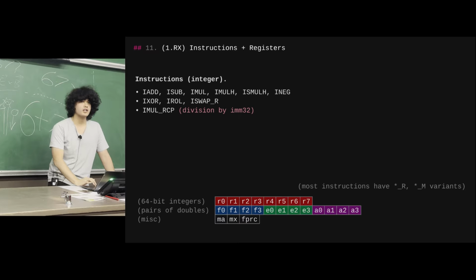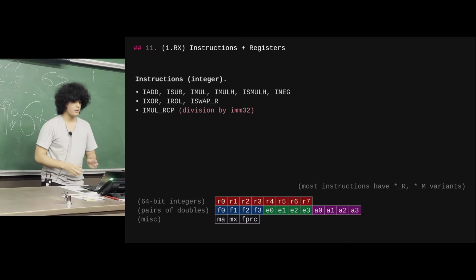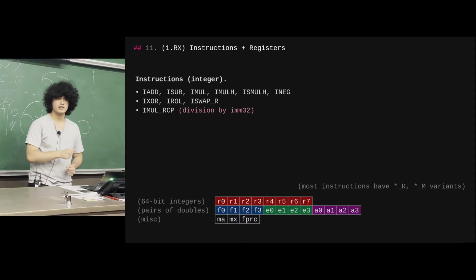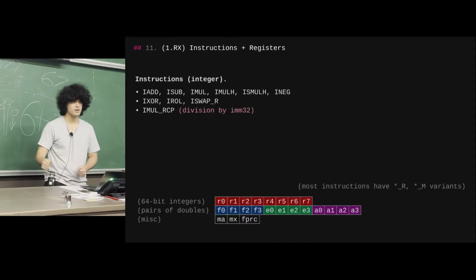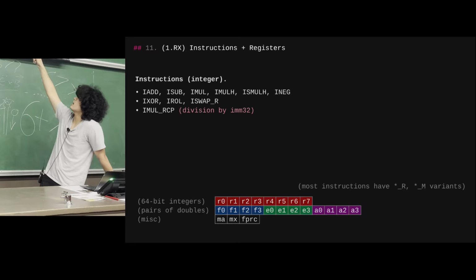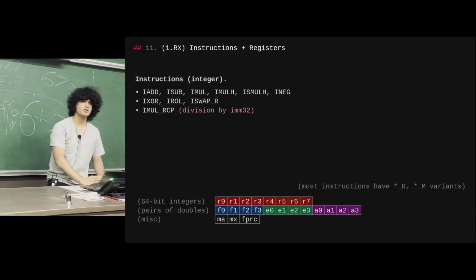So the integer instructions are pretty standard. So addition, subtraction, multiplication, and the imul_h and ismul_h is multiplication and taking the high bits. Because if you multiply two 64-bit numbers, you get a 128-bit result. Takes the high bits. Yeah, so note that most of these instructions have _R and _M variants. So these either read or write registers or read or write memory in the scratch pad.